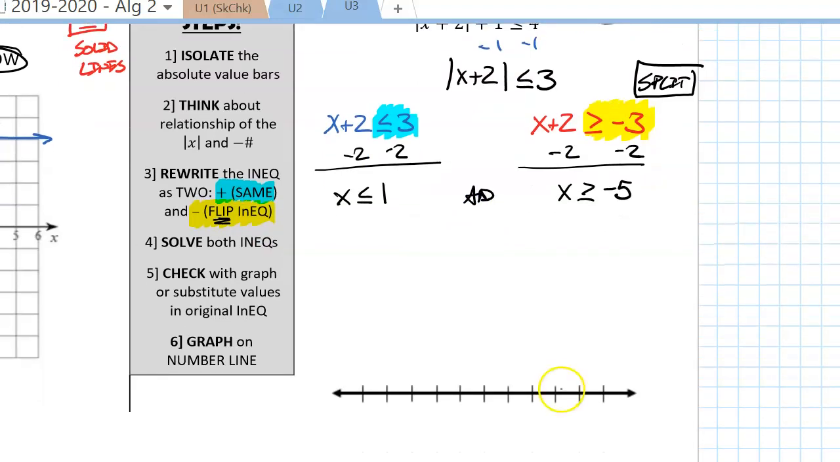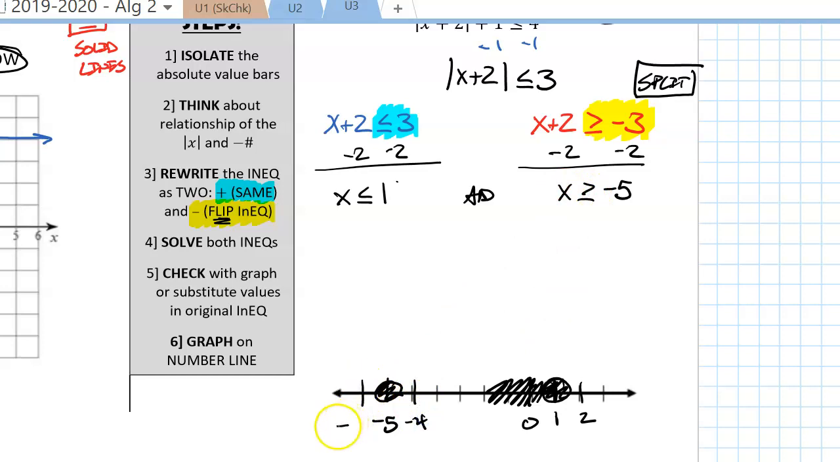If we come down here on the number line and put a value of 1 with a solid dot, because we have "or equal to," we shade values that are less than 1, so that would be 0 as opposed to 2. And we come over here and put negative 5 with a solid dot, and we shade values of x that are greater, so compared to negative 4 and negative 6, we'd be shading towards negative 4. We get our values that fall in between negative 5 and positive 1.